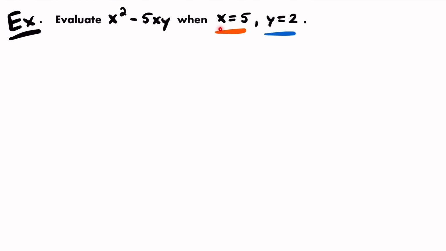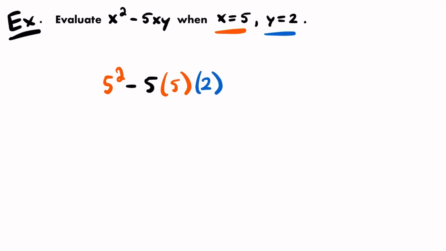Let's start with x. We have x squared. So we want to replace x with 5, which means we will be squaring 5. So we have 5 squared minus 5 times x, which is still 5. So we're multiplying by 5, and then you want to multiply by y. So you want to replace y with what it's equal to, which is 2. So we're going to be multiplying that by 2.